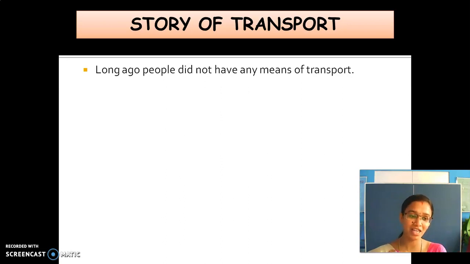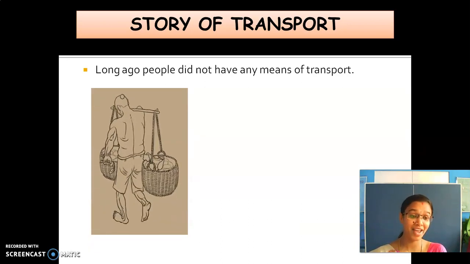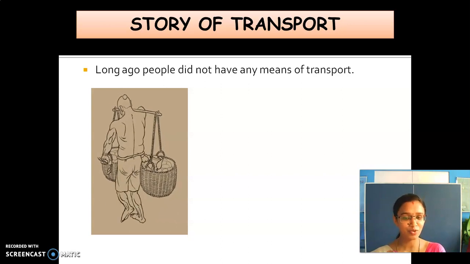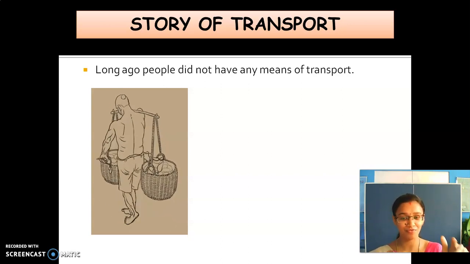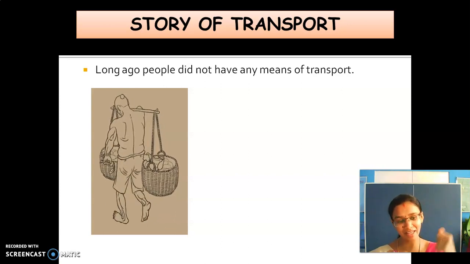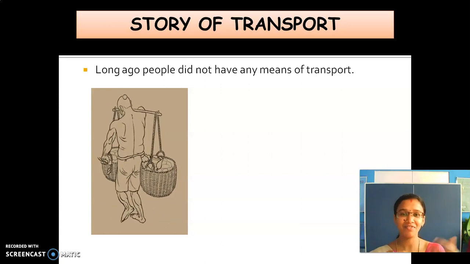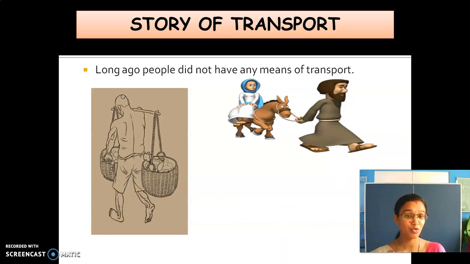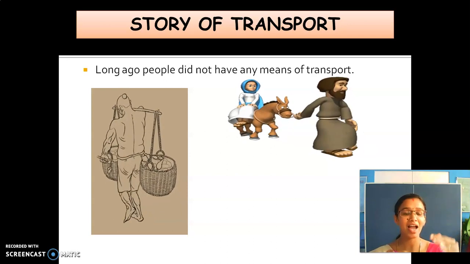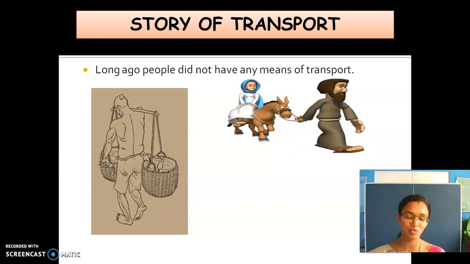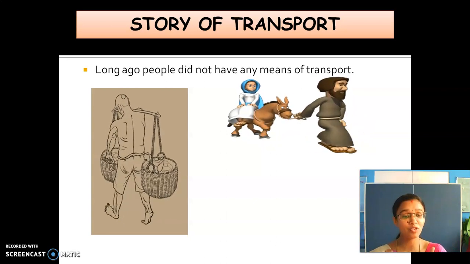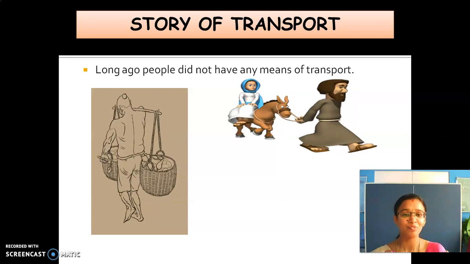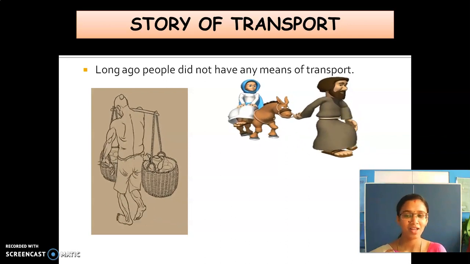So long ago, the ancient people who lived, did they have any means of transport? No. They used to walk with their feet wherever they went and carry their loads on their back. After that, what was invented? After that, they used animals. They used animals to travel from place to place, and also to carry goods, that is the luggage, from one place to the other.